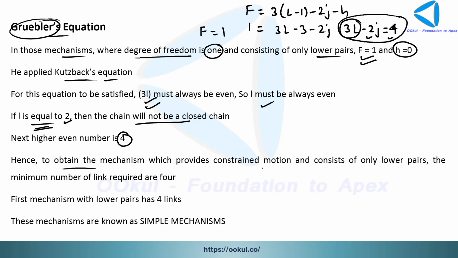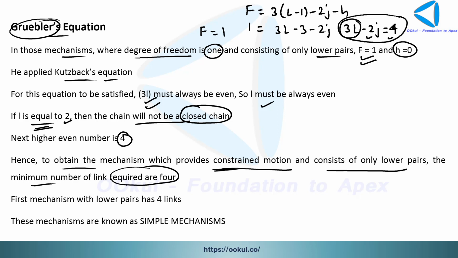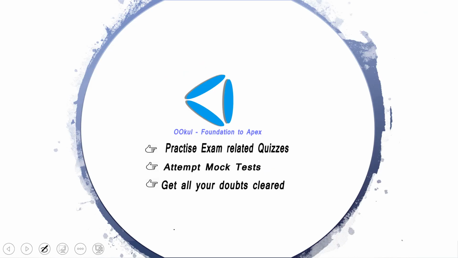So to obtain a mechanism which provides constrained motion, because we already saw what a constrained motion or a kinematic chain is, in which the condition was that it should be a closed chain, and which consists only of lower pairs, the minimum number of links required is 4. From here came the concept of simple mechanisms. All those mechanisms with lower pairs and 4 links are known as simple mechanisms. There are different types of simple mechanisms like the 4-bar mechanism, single slider crank mechanism, and double slider crank mechanism. All those we are going to discuss in the next classes.